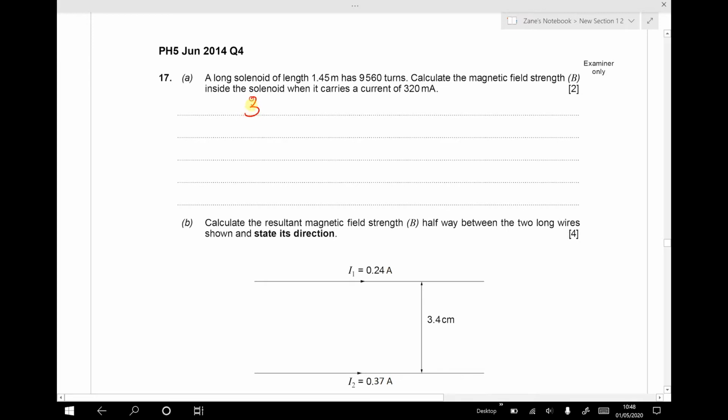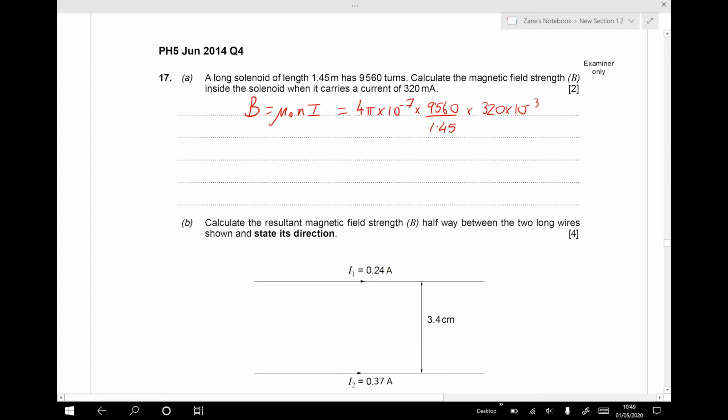So the equation is given in the data book, B equals mu naught N I. Mu naught is 4 pi times 10 to the minus 7. N is not just the number of turns, it's the number of turns per unit length. So the N is the number of turns divided by the 1.45 meters, and then multiplied by the current of 320 milliamps.